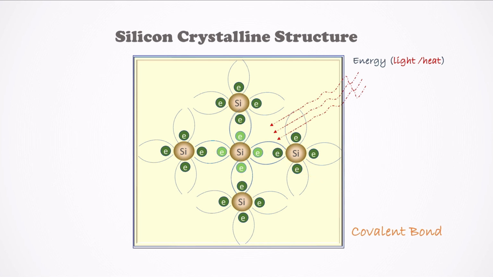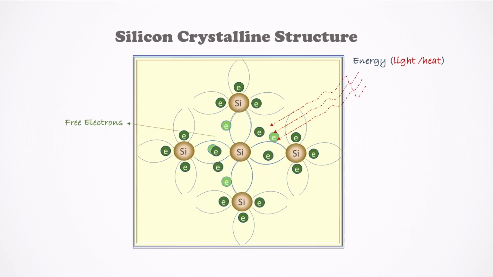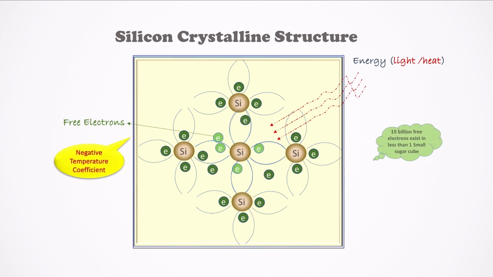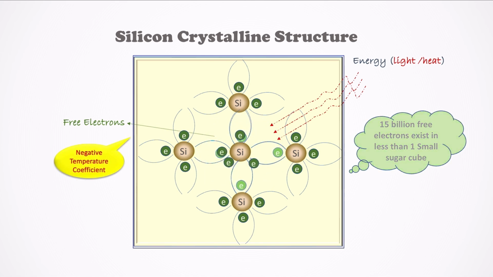These electrons in a free state, known as free electrons or charge carriers, define the relative mobility of material. As the temperature increases, these free charge electrons are available for conduction. This shows the semiconductor's property of having negative temperature coefficient. Around 15 billion free electrons exist in a space smaller than a sugar cube of intrinsic silicon.